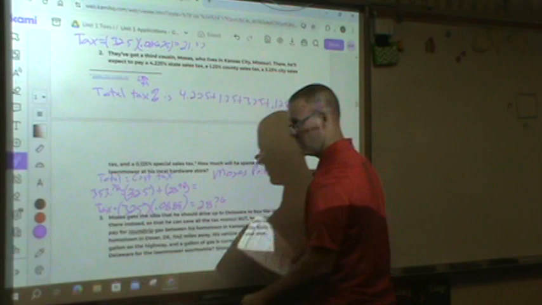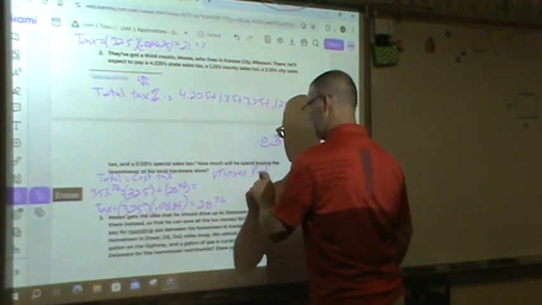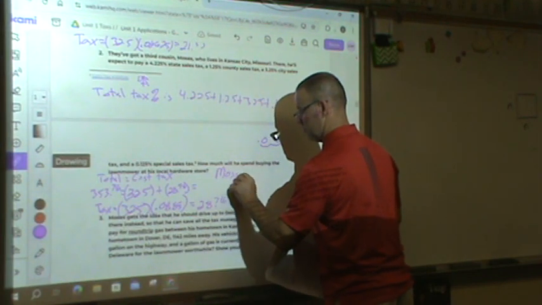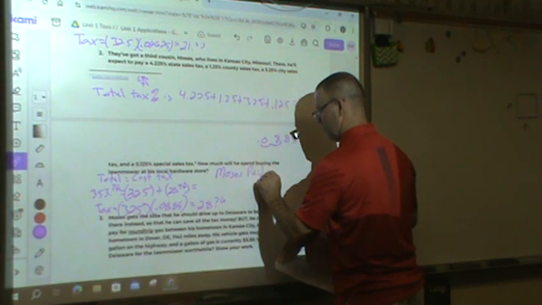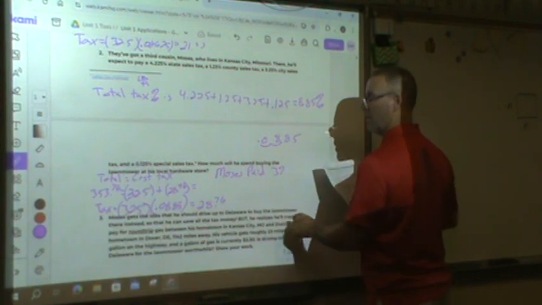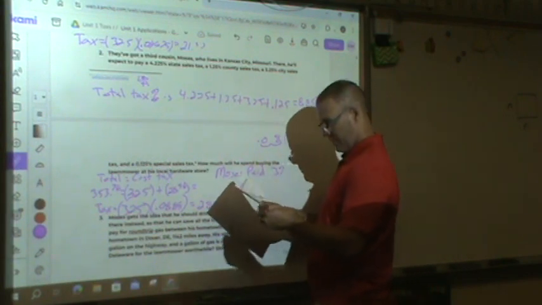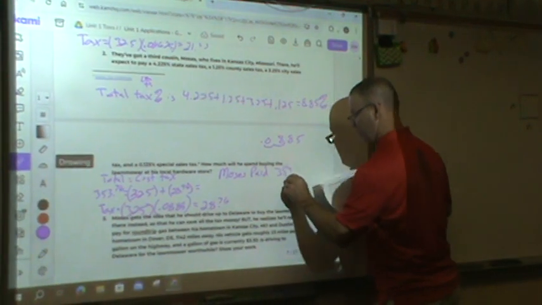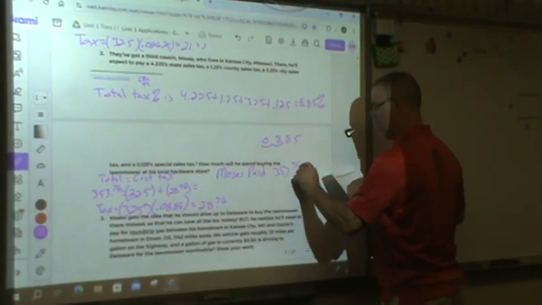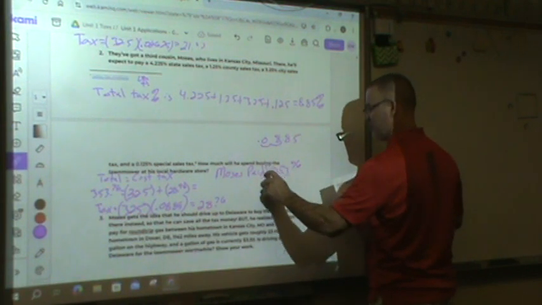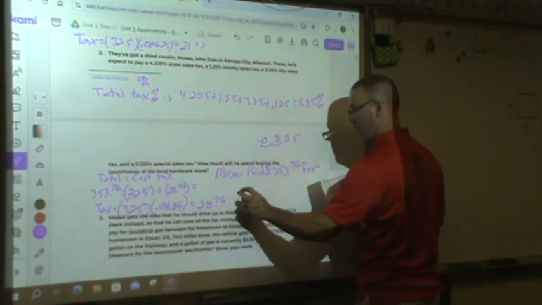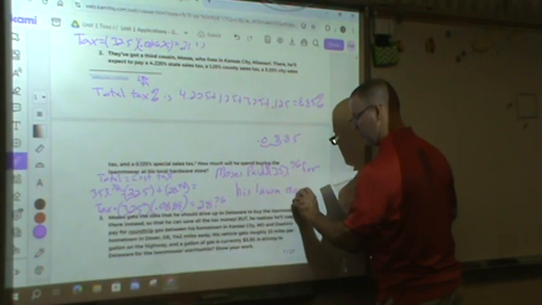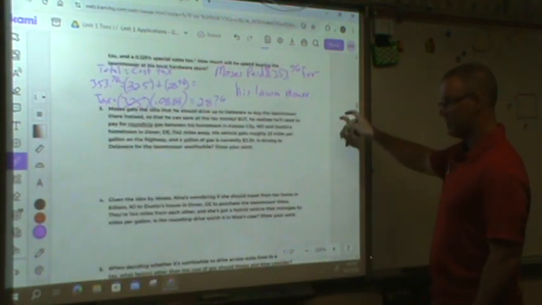paid horrible. $353, again horrible. $353.76, I knew there was a 7 in there, 6 cents for his lawn mower. All right, now we get to the meaty stuff here.